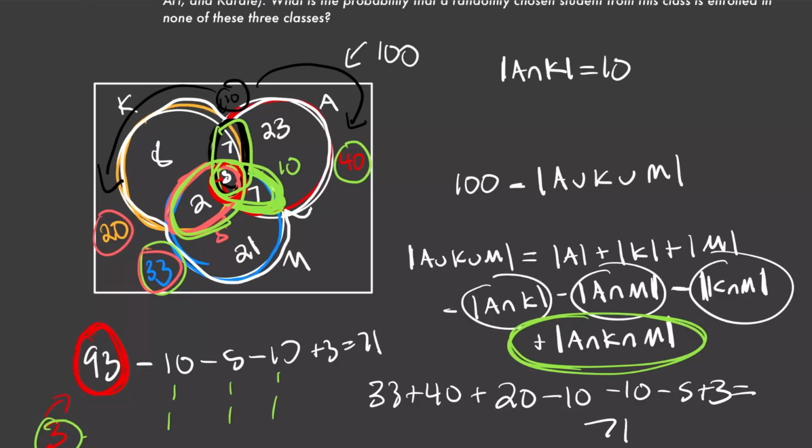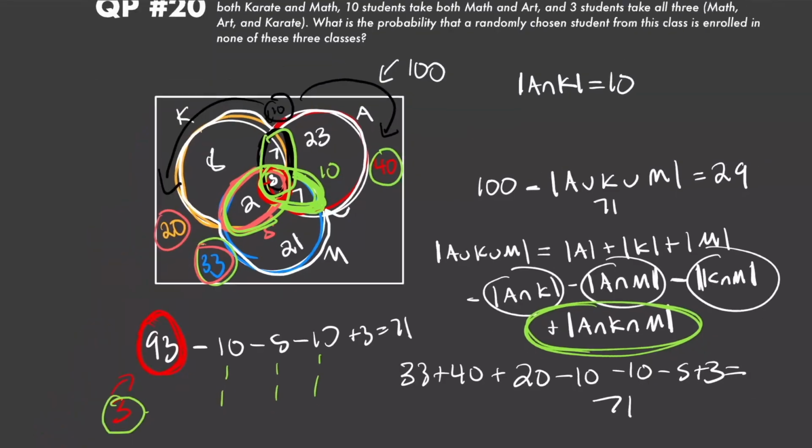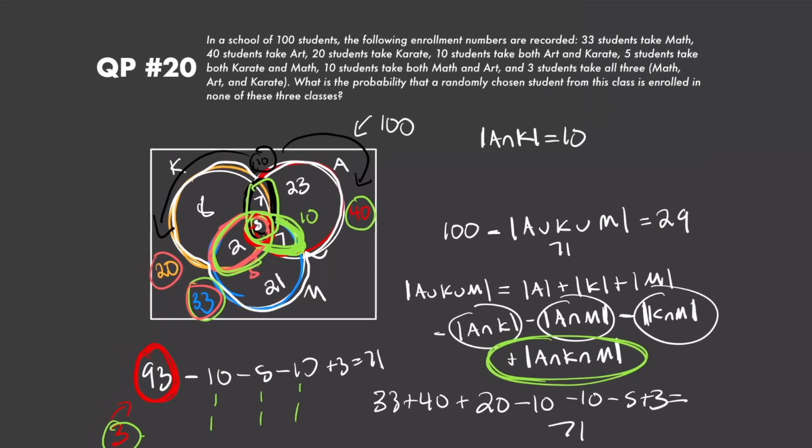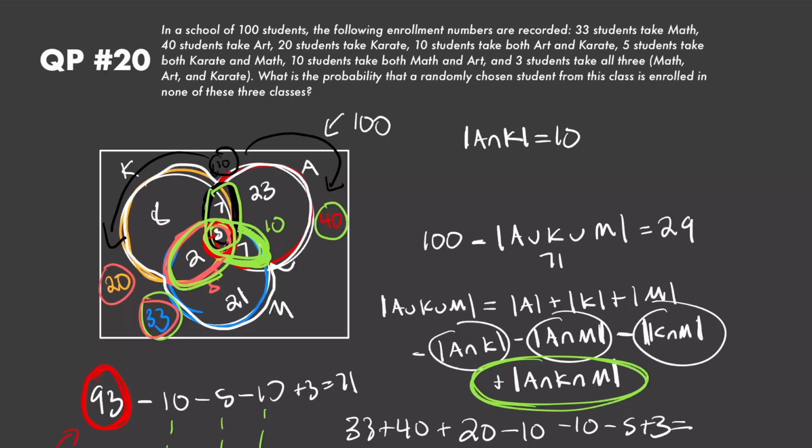So now we know the magnitude of people that are in any of the three classes, right? It's 71, but we were trying to find the magnitude of people who are in none of the classes. So we take 100 minus 71, and that leaves us with 29. So there are 29 students who are enrolled in none of the classes and 100 total. So what is the probability that a randomly chosen student is enrolled in none? Well, it's just going to be 29 divided by 100, or 29%.